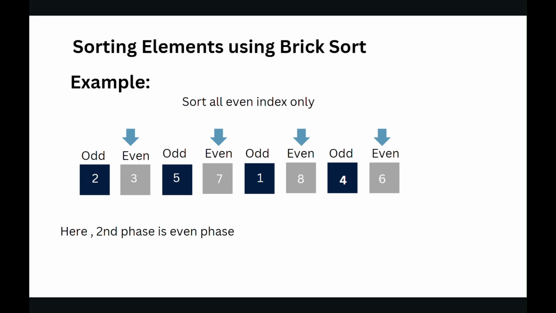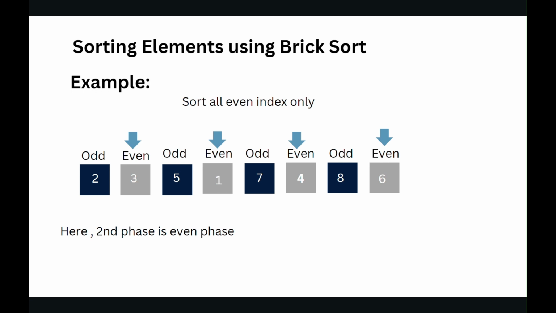The first even index value is 3 and its successor element is 5. As 3 is less than 5, no swapping is done. Next even index is 7 and its successor element is 1. As 7 is greater than 1, swapping should be done. Next even index value is 8 and its successor element is 4. As 8 is greater than 4, swapping should be done.